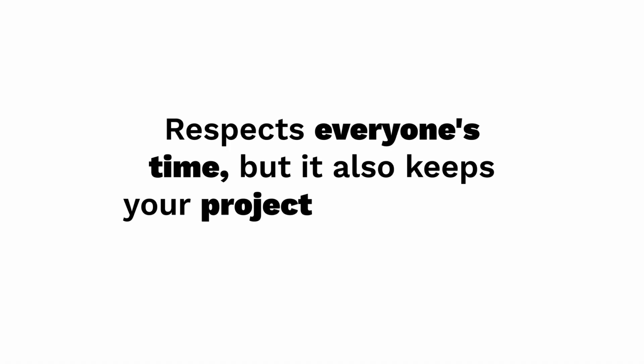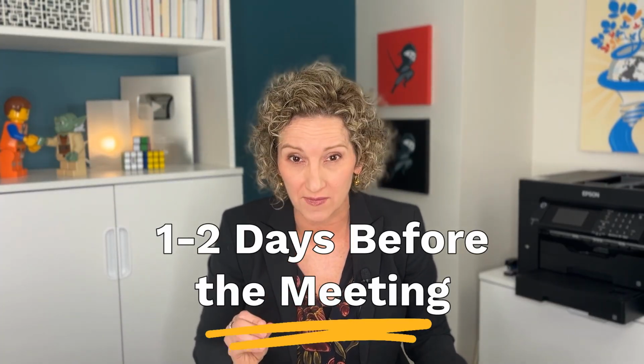Plan and share your agenda in advance. Now, without a good team meeting agenda, you can end up wasting everyone's time, including your own. Setting an agenda and objectives not only respects everyone's time, but it also keeps your project team aligned. Create a clear, concise agenda outlining topics and objectives and distribute it at least a day or two before the meeting. That gives people time to prepare.